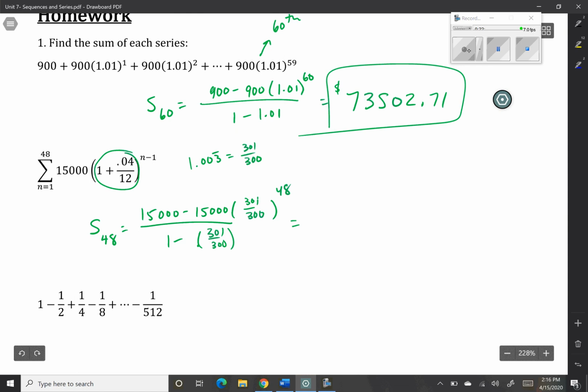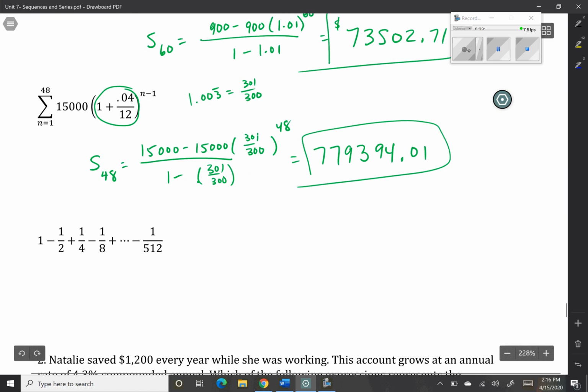So if you type this in, use that fraction button to make your nice fraction. 15,000 minus 15,000 times 301 over 300 to the 48th power, all divided by 1 minus 301 over 300. Again, typing this in with me is important so you can see that you're getting the same answers as me. Since it's all kind of looking like money, I'm just rounding everything to the nearest hundredth. It would tell you specifically what to round to unless it was money. All right, let's look at the next one.